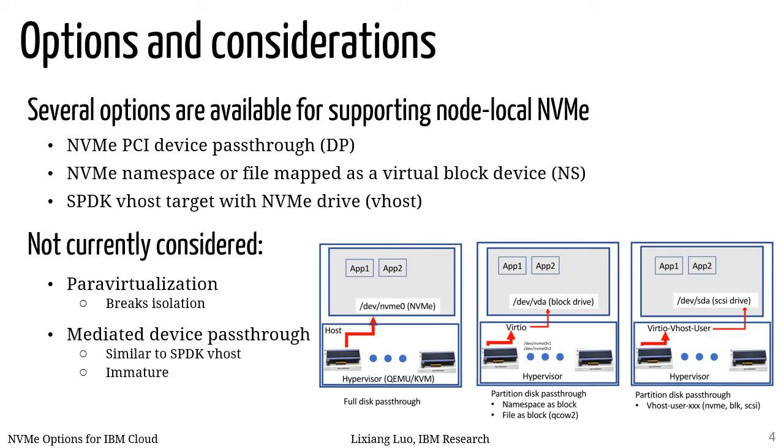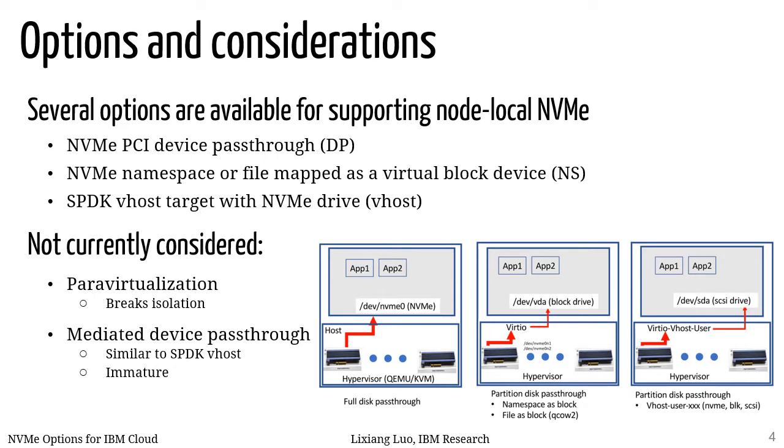There exist quite a few options for NVMe virtualization, but we ended up focusing on three of them. The first one is device pass-through. So the whole NVMe drive is passed through to the virtual machine, and the guest can do whatever it wants with the device. Apparently, the host loses most control, and the details of the hardware are completely exposed to the end user.